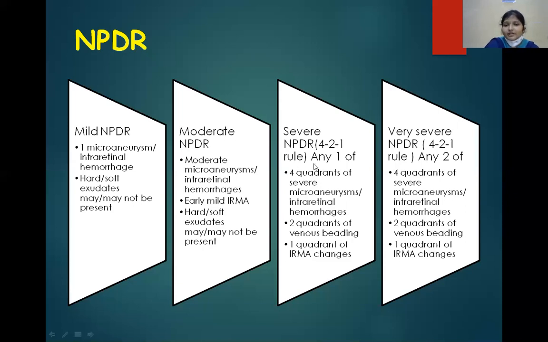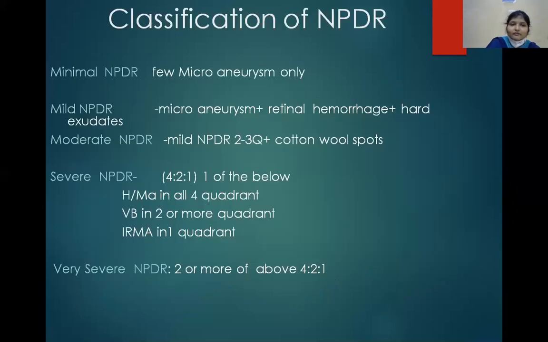Coming to severe NPDR. Here we have to apply the 4-2-1 rule. If any one of these is present, it indicates severe NPDR. So what is this rule? 4 quadrants of severe microaneurysms and hemorrhages, 2 quadrants of venous beading, and 1 quadrant of IRMA changes. So this is the rule. If any one of these is present, it's called severe NPDR. Then what is very severe NPDR? The similar rule is applied, but instead of 1, at least 2 of these must be present, and it is called very severe NPDR. So in NPDR, we have 4 classes: mild, moderate, severe, and very severe.